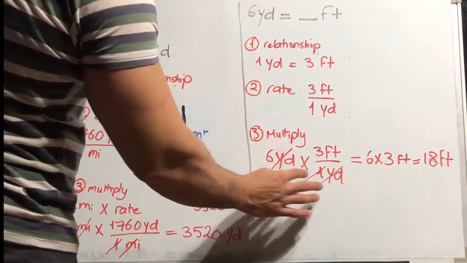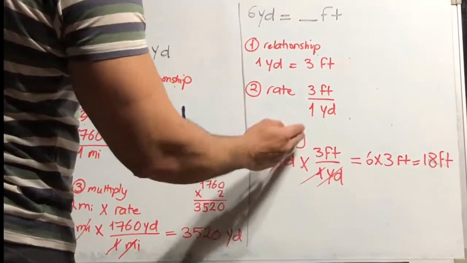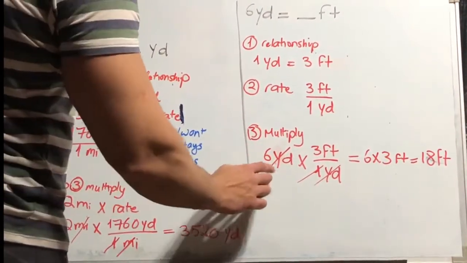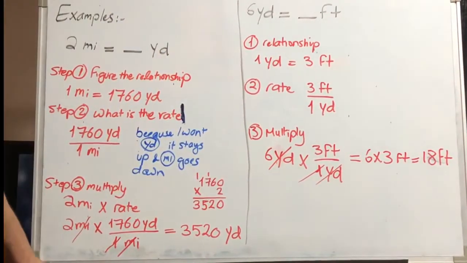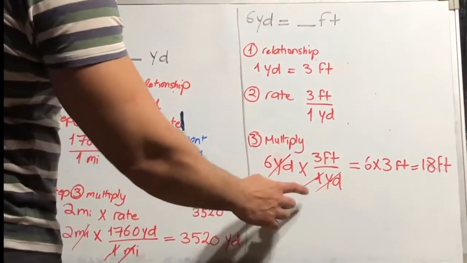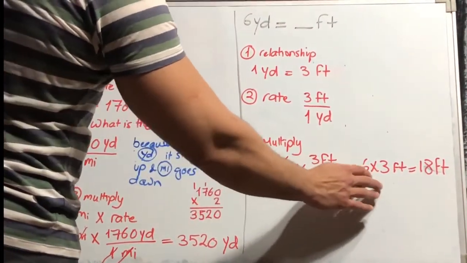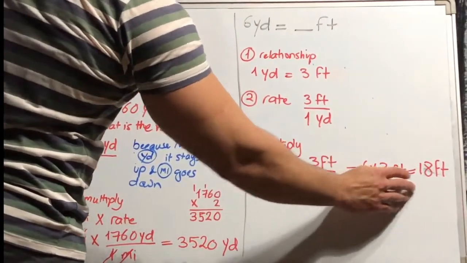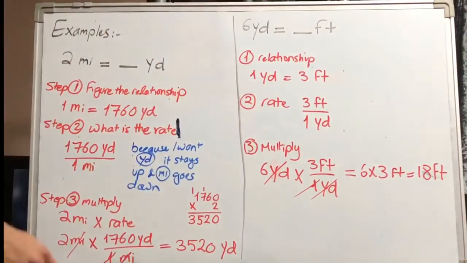Okay, so 6 yards multiplied by 3 feet over 1 yard. The yard goes away with yard, and the 1 in the denominator goes away because any number divided by 1 is itself, so the 1 is insignificant. Now I have 6 multiplied by 3 feet. What's 6 multiplied by 3? It's 18, and the feet stays. So 6 yards equals 18 feet.